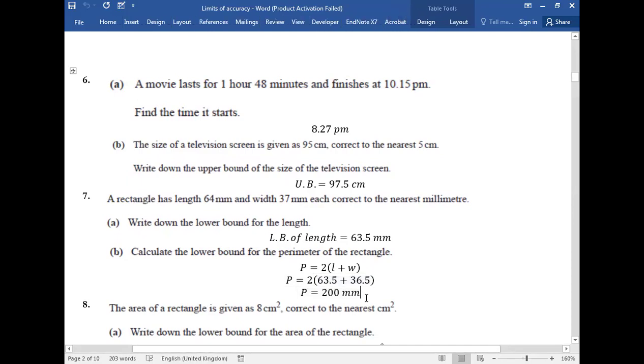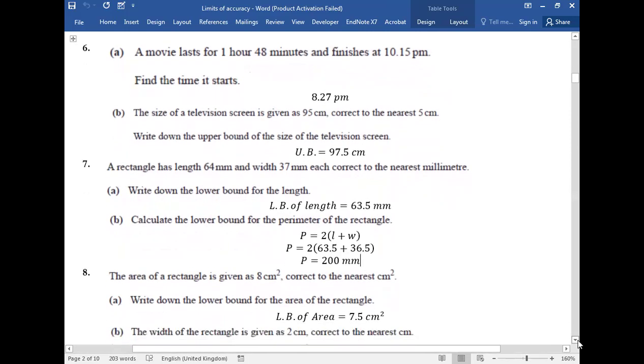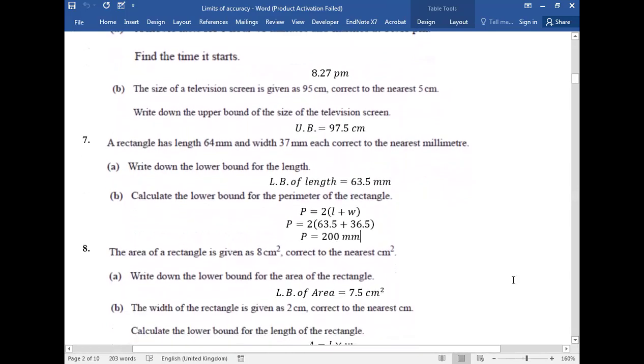Is this clear? Okay, the area of a rectangle is given as 8 centimeters square, correct to the nearest. Okay, can you calculate the lower bound of the area? लिखो इसको. Question 8. This is a tricky question.